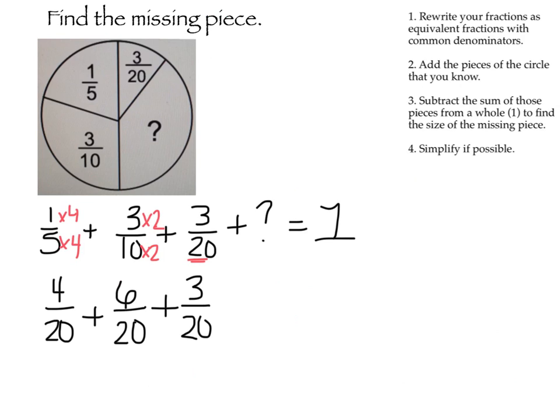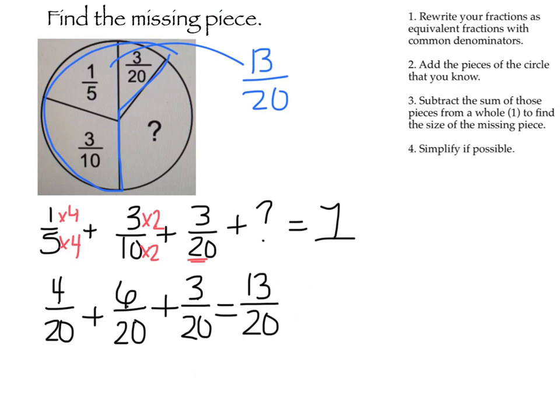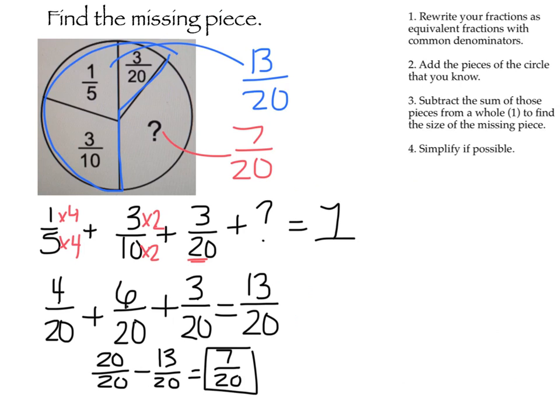All right, and so the 3 pieces that we know add up to, let's see, 4 plus 6 is 10, plus 3 is 13/20. So again, I like the colors here. So this blue piece up above adds up to 13/20. So that means this missing piece has to be 7/20. And again, you could show that on paper here by doing 20/20, which is just another way of saying a whole, minus the 13/20 that we know is equal to 7/20, that remaining piece.